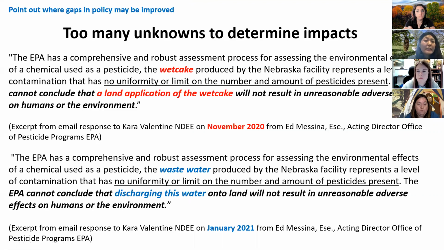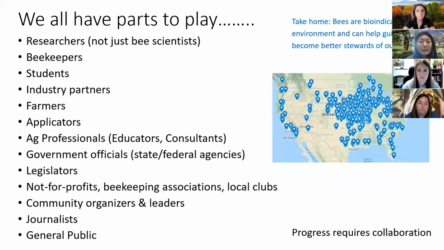I think one thing that we need to point out is where policy or actions can be improved. The EPA says that because there's no uniformity limit or amount, we really can't conclude whether this is going to cause adverse effects. And I think that can't be the end of the story. We need to have someone go in and assess whether or not there have been effects, given that this has happened. So just to kind of finalize, we all have a role to play.